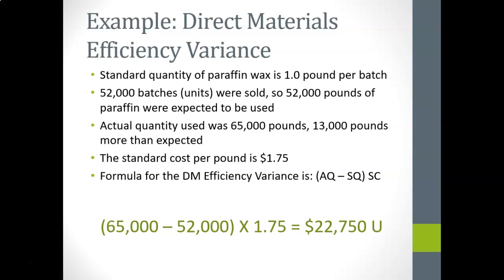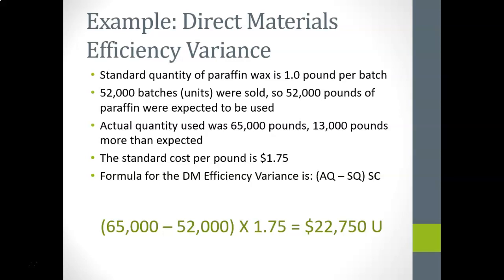Our actual quantity is 65,000 pounds. We subtract out what we thought we would use, our standard quantity of 52,000 pounds. That difference, which is 13,000 pounds, is then multiplied times the standard cost per unit, which is $1.75 per pound. And we get $22,750.